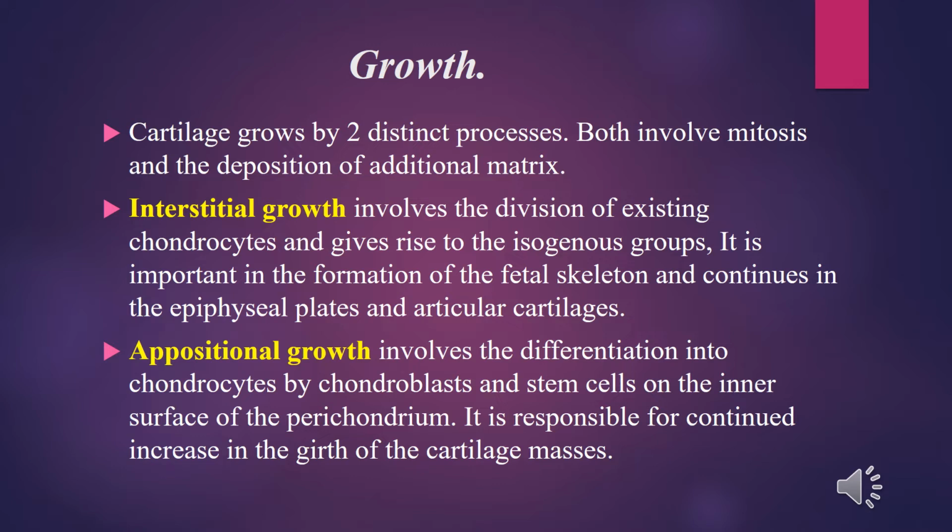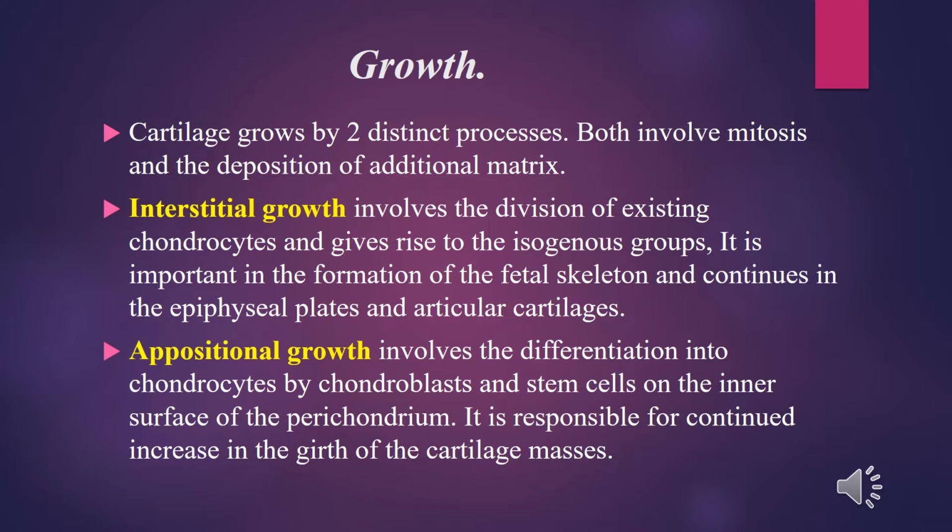This slide is about the growth of cartilages, and in general we have two subtypes of growth: interstitial and appositional. Interstitial growth involves the activity of chondrocytes, which produce extracellular matrix and as a result increase the size of cartilage. Appositional growth involves the formation of new chondrocytes from chondroblasts.